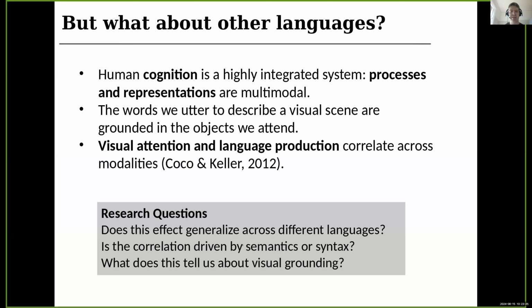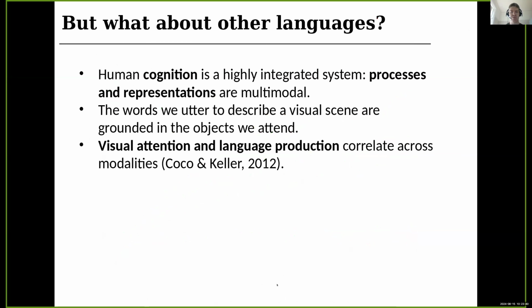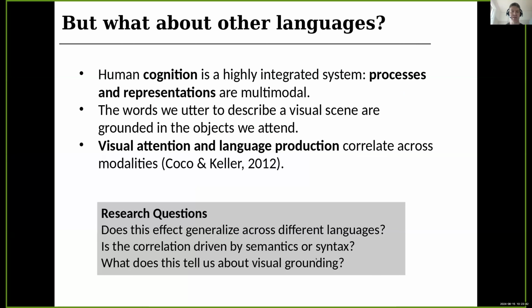And next we will ask, is this effect actually driven by semantics or syntax? Right, so here I have not told you how I measure sentence similarity. This could be syntactic similarity or semantic similarity, and which one is driving the effect. So that's the second question we'll ask. And then, this will be more speculative, we'll ask, what does this tell us about visual grounding more generally?